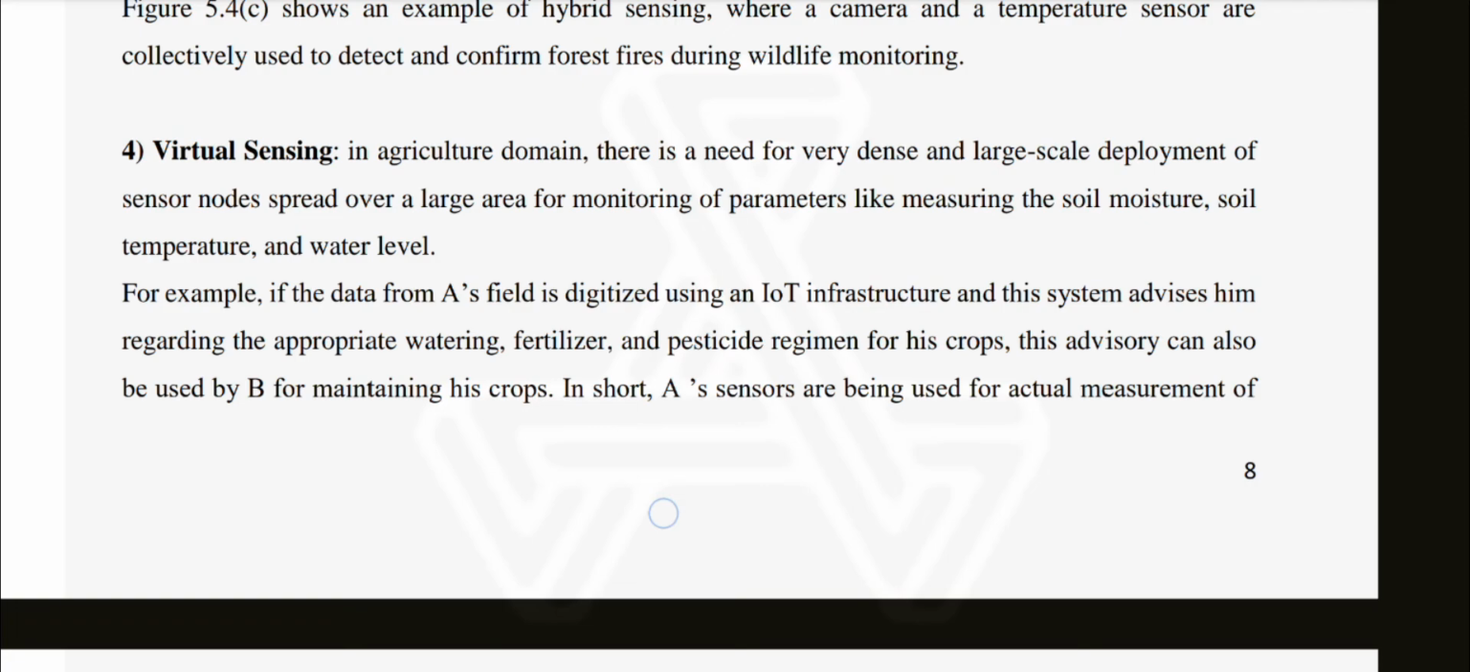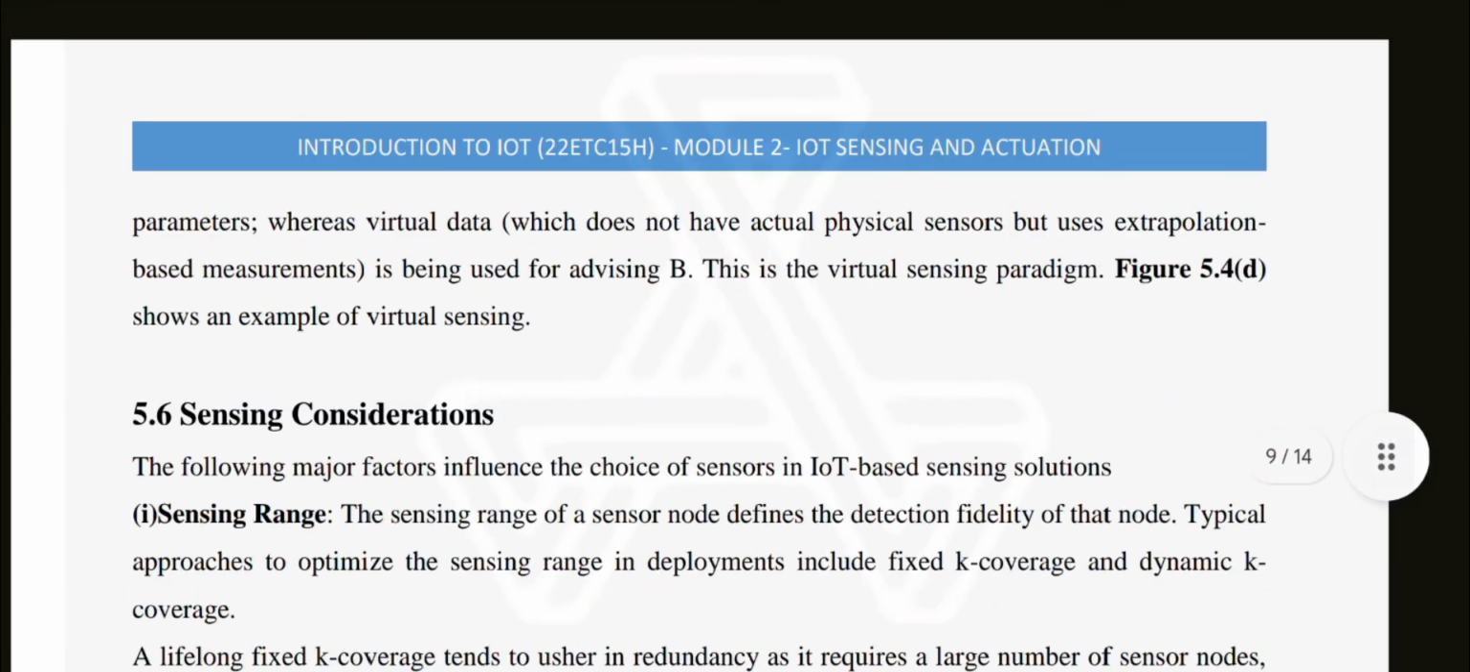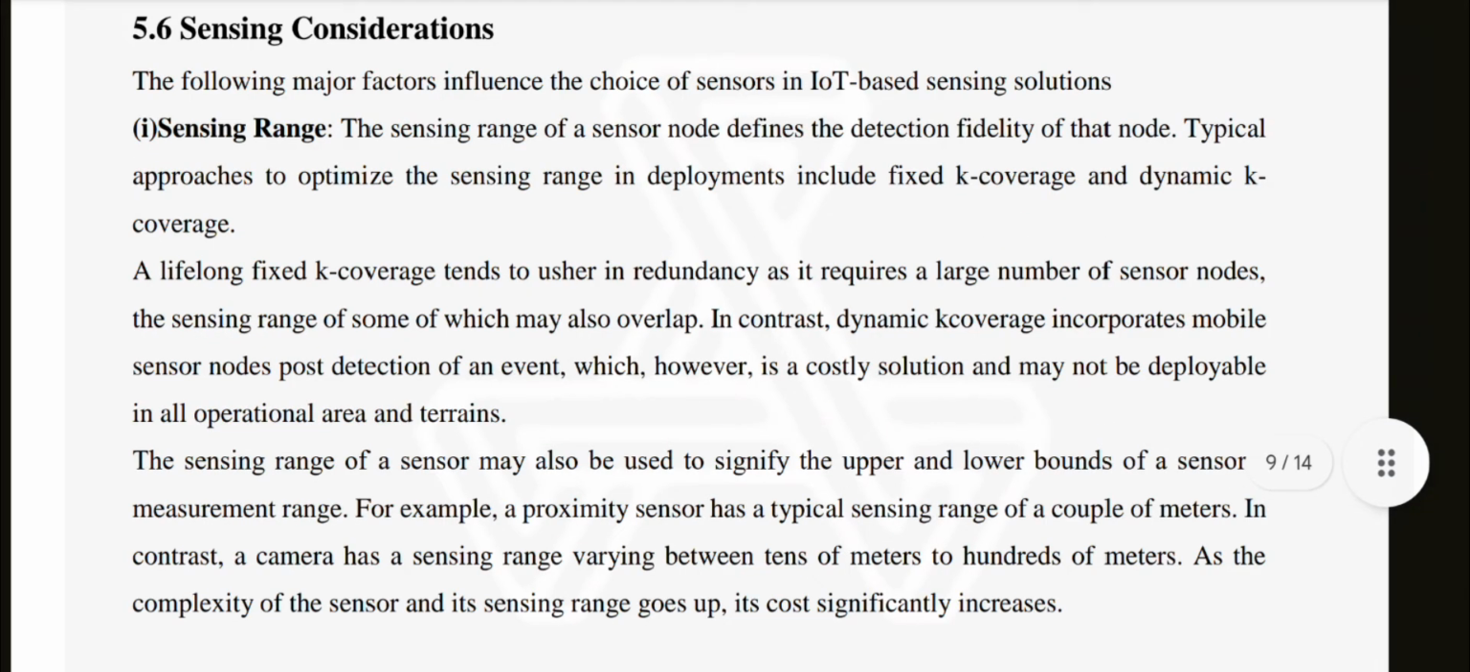In short, A's sensors are being used for actual measurement of parameters, whereas virtual data, which does not have actual physical sensors but uses extrapolation based measurements, is being used for advising B. This is a virtual sensing paradigm. Figure 5.4d shows an example of virtual sensing. 5.6 Sensing considerations. The following major factors influence the choice of sensors in IoT based sensing solutions.